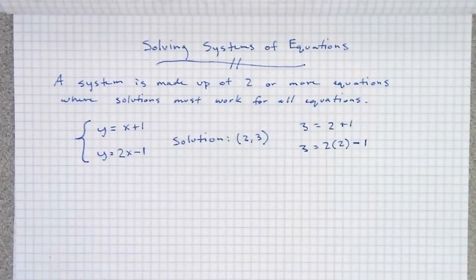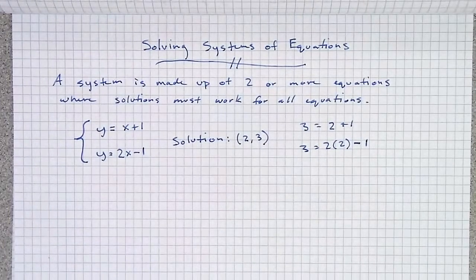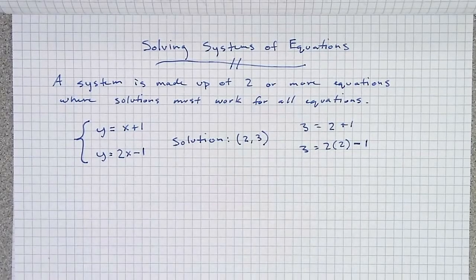As just kind of a quick example here. Two sets of equations, y equals x plus 1, y equals 2x minus 1. Okay, solution is 2, 3. Because when you plug 2 in for x and 3 in for y, you get two true statements. Top one being 3 equals 2 plus 1. 3 also equals 2 times 2 minus 1. And we're going to talk about how you come up with these solutions.